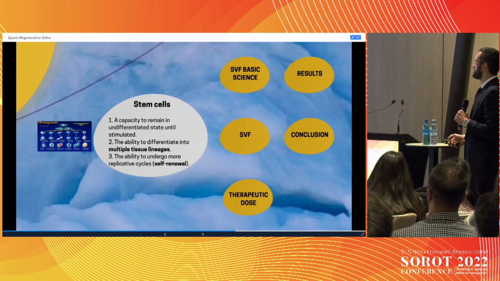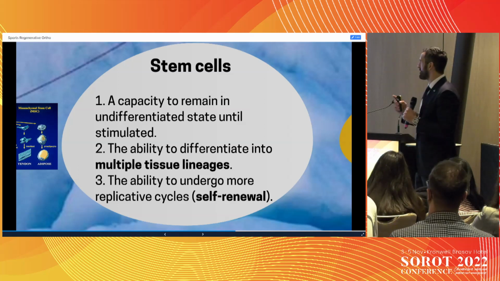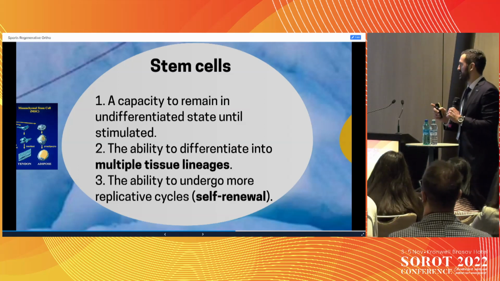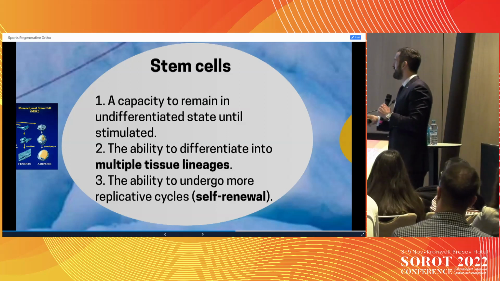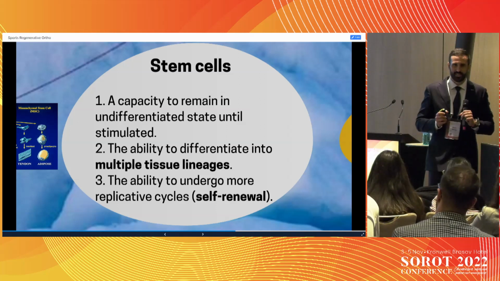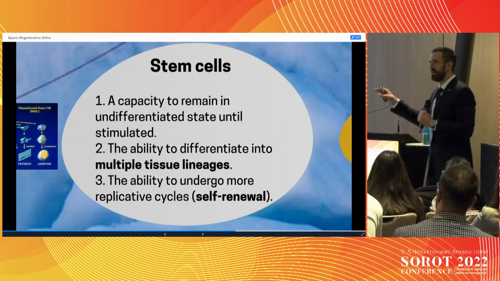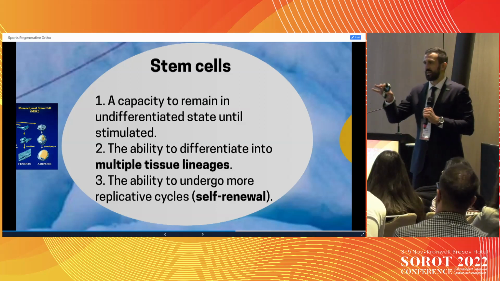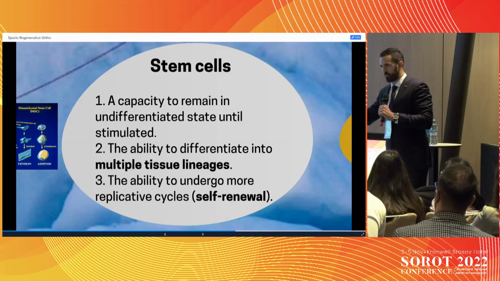Stem cells. Those are cells that have a capacity to remain in undifferentiated state until stimulated, the ability to differentiate into multiple tissue lineages, and the ability to undergo more replicative cycles. There are many misnomers here. Pluripotent cells means the cells that the embryo can develop from. These are not the pluripotent cells.